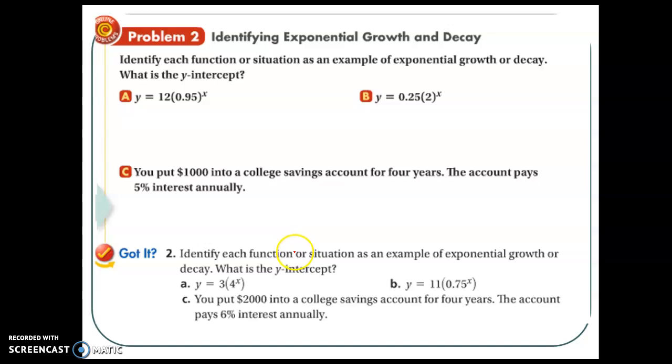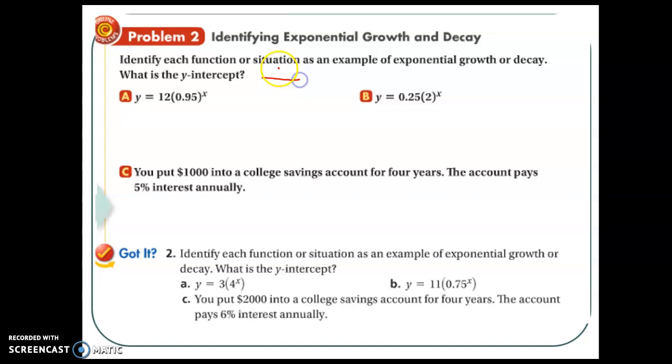Hi guys, here's video number 2 with some examples. Identifying exponential growth and decay. So identify each of these as an example of exponential growth or decay, and then what is the y-intercept?